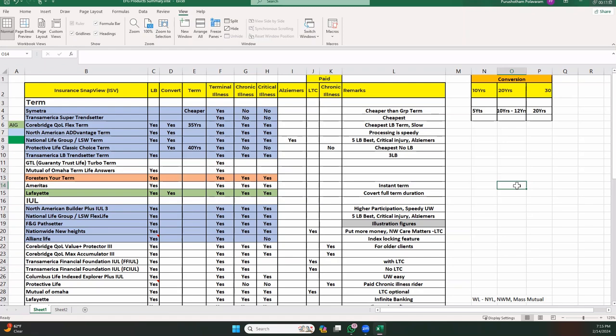Lafayette is the last one. It's a whole life company. It's a mutual company. Very solid, very good. The beauty with that is that they have all 3 living benefits. At the same time, conversion is for the full period.